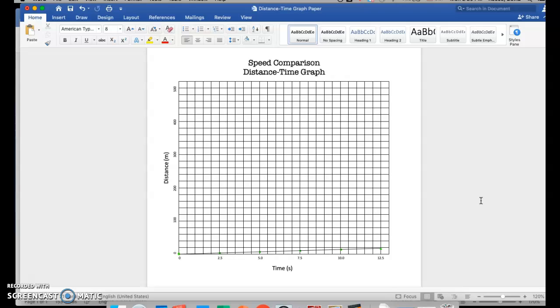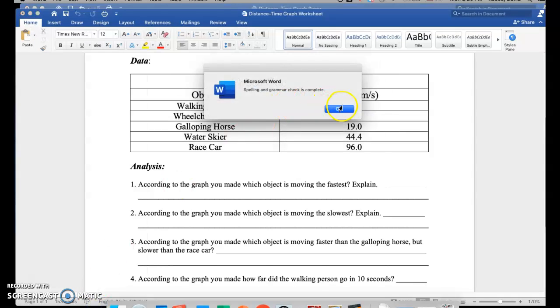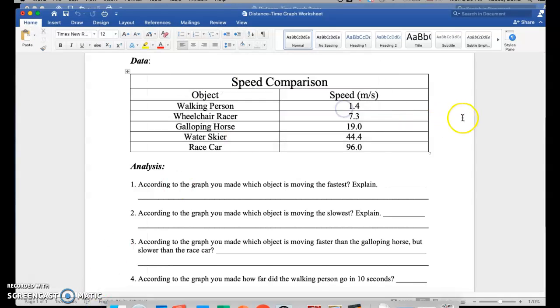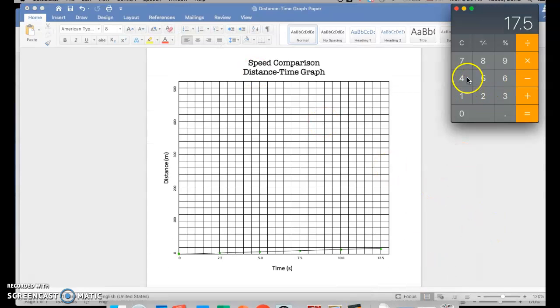Okay, now what I would do, again starting from 0, 0, but this time I'm going to hop back over here and go to the wheelchair racer, and the wheelchair racer is 7.3. So again, 7.3 times 2.5 equals 18.25. So you can see that's much higher here.